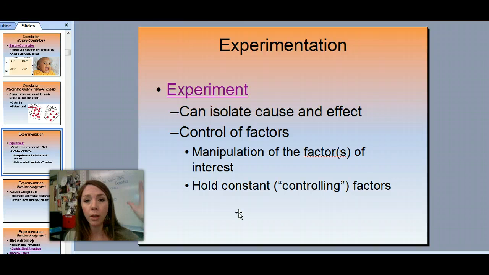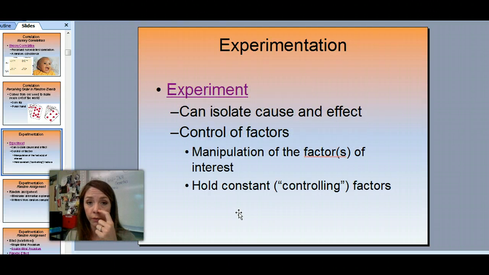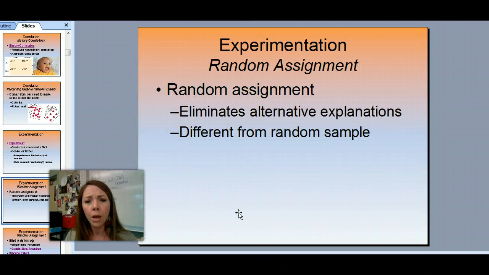So an actual experiment looks to actually prove that one thing causes the other. Here are your experimental designs. It shows cause and effect. It's the only way to show cause and effect. That's often tested on. What's the only way to show cause and effect? Experiments. Remember, random assignment is once I've randomly sampled, then I randomly assign groups.